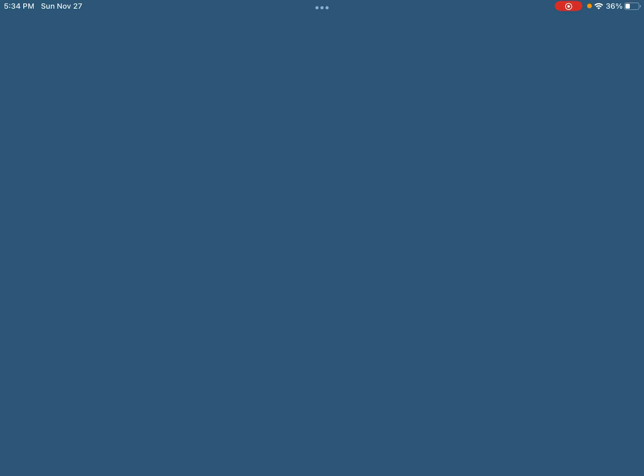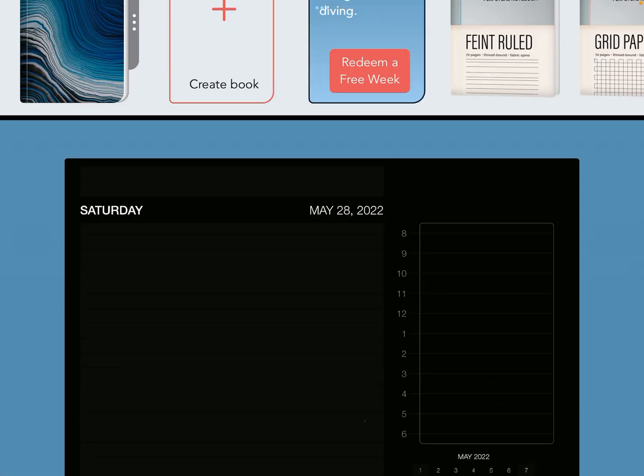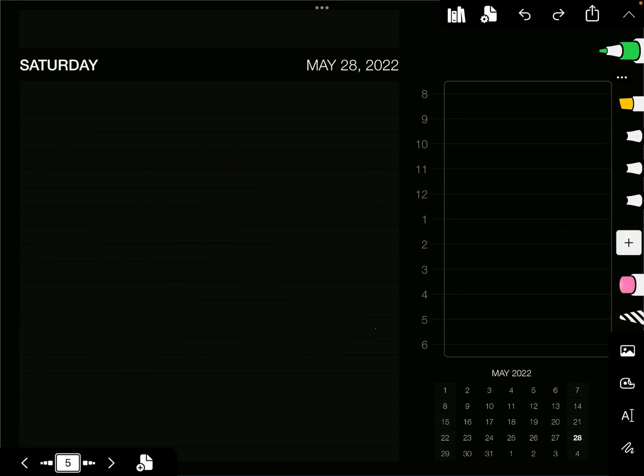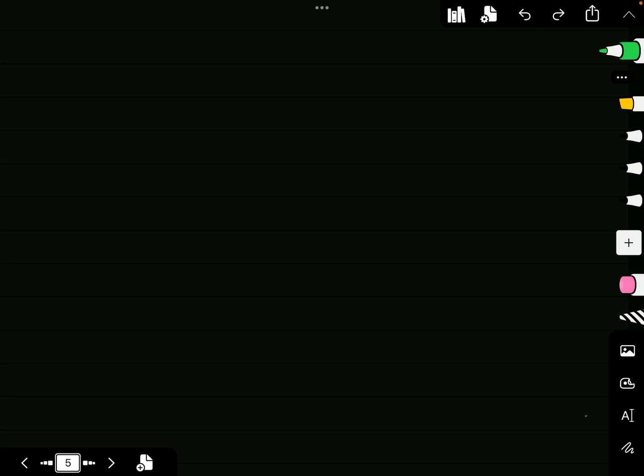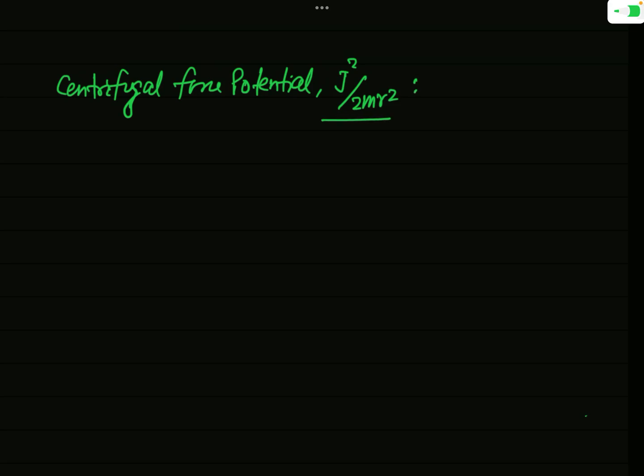Centrifugal force potential, or potential energy you may call it. This is actually given by the expression J square by 2mr square. This term in the expression of energy is known as centrifugal force potential or centrifugal force potential energy. Why it is called so, we will see here.